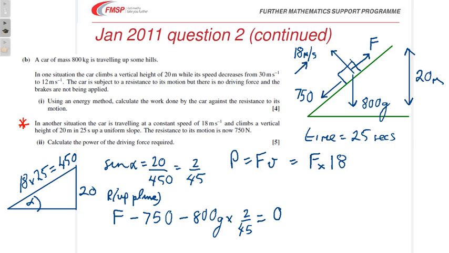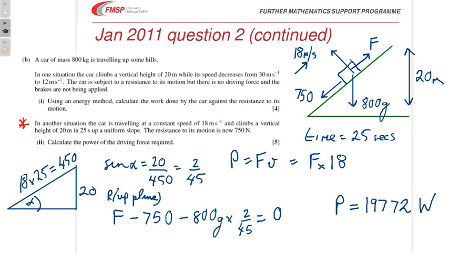Alright, work out F then and work out P from FV, and that'll give you P equals 19772 watts. That's doing P equals F times V, using the F calculated from this with the V of 18.